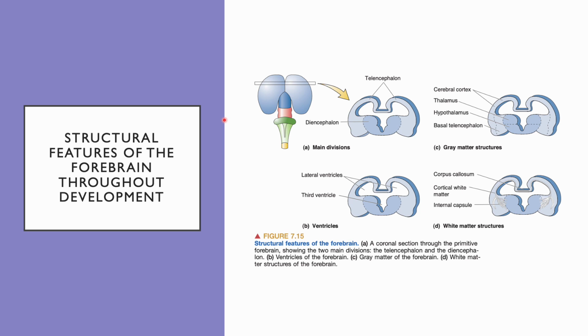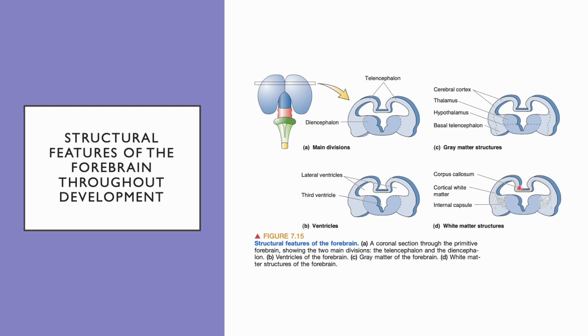So here are some of the structural features of the forebrain throughout the development of a child. If we look right here in this area, this is the development of those two telencephalic vesicles, and below them is the diencephalon that will eventually develop into the thalamus and the hypothalamus. We know that the telencephalon will end up becoming the cerebral cortex, which is a really large area of tissue with different functions depending on the area.